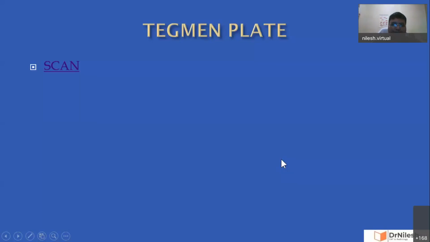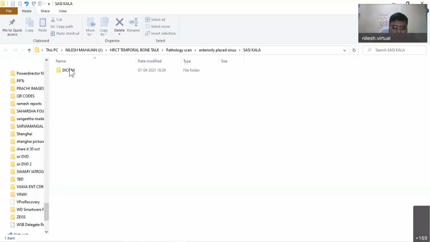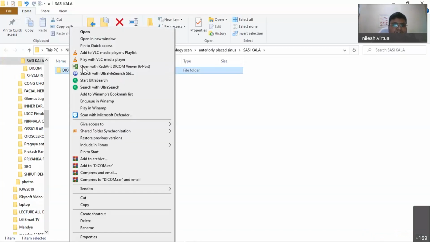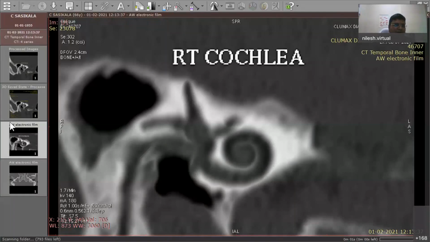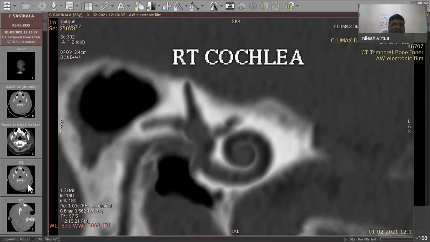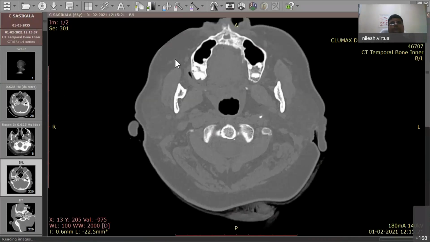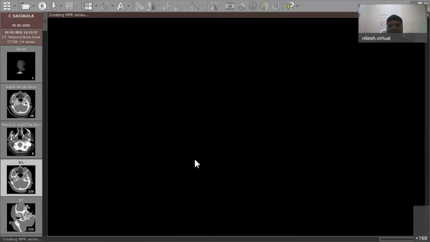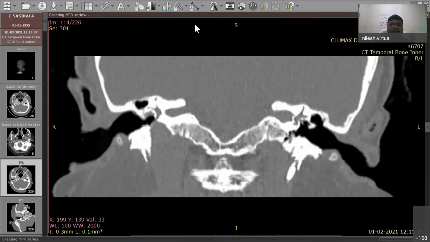Next we'll come to the tegmen plate. We'll see there is also no proper definition of a low lying tegmen. So I use a similar thing to how we saw with the anteriorly placed sinus, how to determine whether it is anteriorly placed or not. For the tegmen, we know we have to see the coronal cuts. So this is the coronal cut. Again, what I will do, I'll take help of the petrous bone. We know this is the petrous bone. So just draw a line all along the petrous bone.